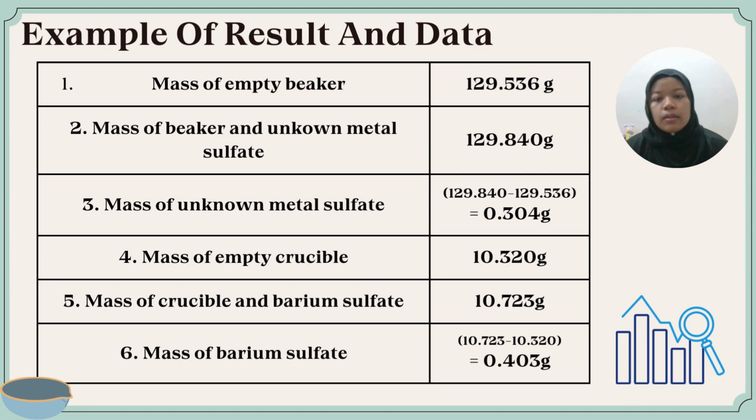The first one is the mass of the empty beaker. The second one is the mass of the beaker and unknown metal sulfate. Third is the mass of the unknown metal sulfate. Fourth is the mass of the empty crucible. The fifth one is the mass of the crucible and barium sulfate. And the last one is the mass of barium sulfate.